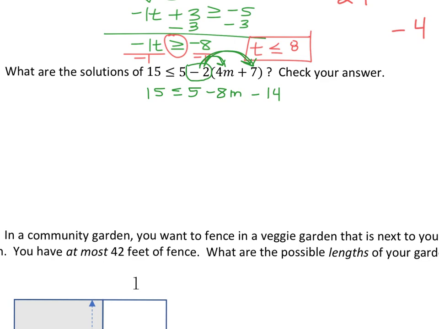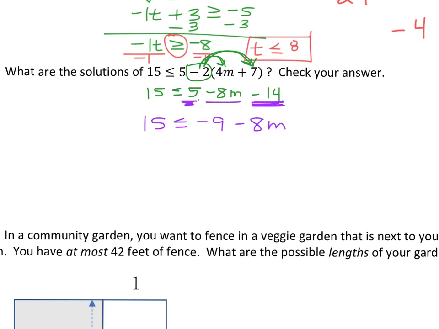I think you need to do like the last equation. You need to combine the like terms. What are your like terms right here? The 5 and 14. Yes. Okay, so you have 5 and you have a negative 14. So we're going to combine those. We're not moving them over to the other side yet. We're just combining. So it's going to be 15 is less than or equal to 5 minus 14 is what? Negative 9, right?